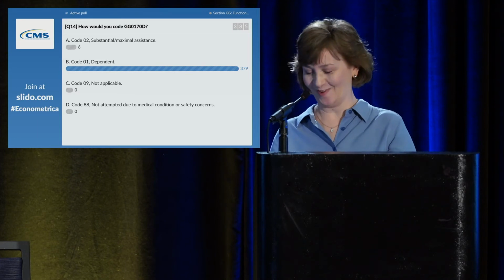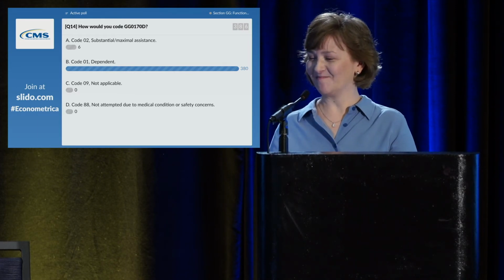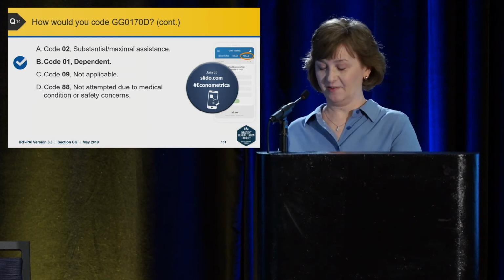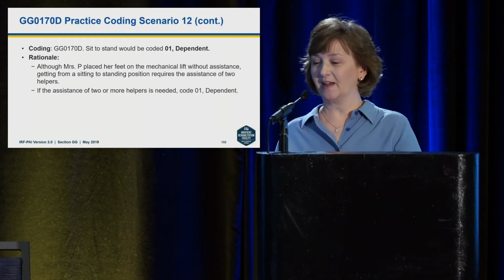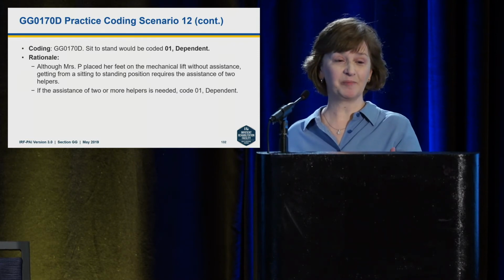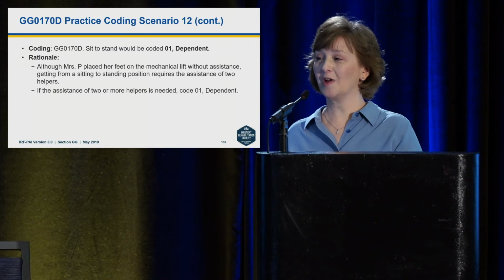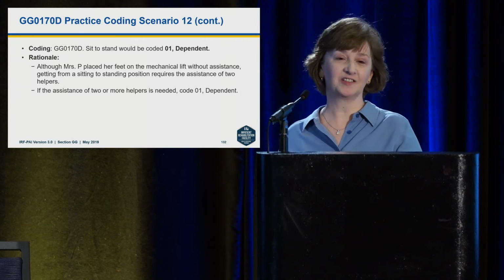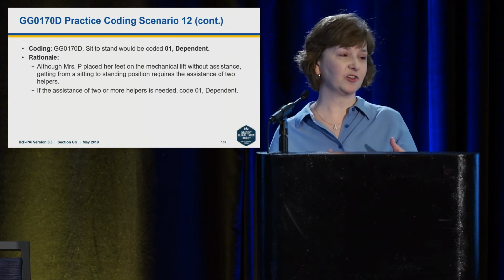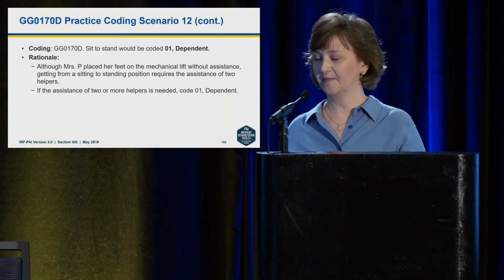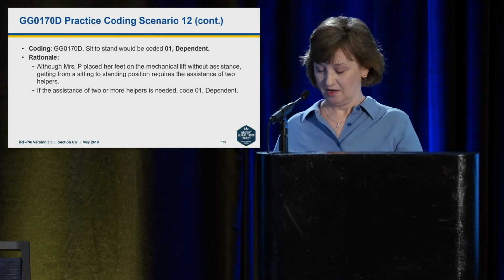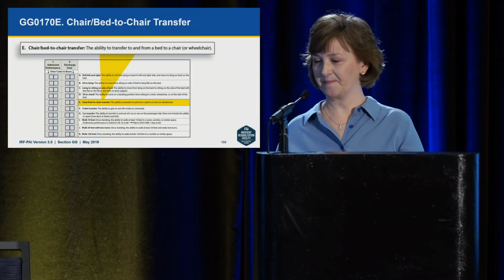So with that, we will see what the answer is. If we can move to the next slide. As you can see, in this case, the correct answer is 1, dependent, because although Mrs. P placed her feet on the mechanical lift, so she did a little bit of effort, there were 2 helpers required, so it defaulted to level 1. I hope that is a helpful example of how the decision tree can be used. Again, if assistance of 2 or more helpers is required, you would always code level 1.